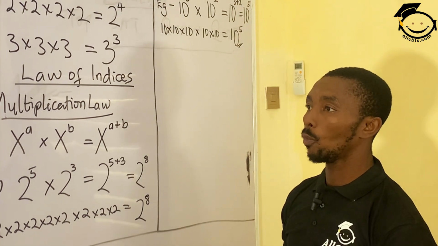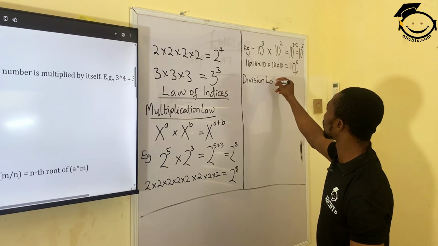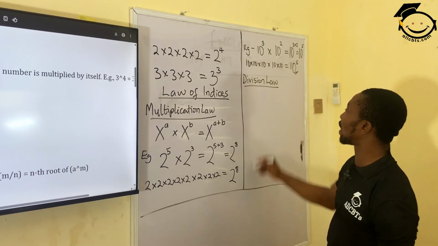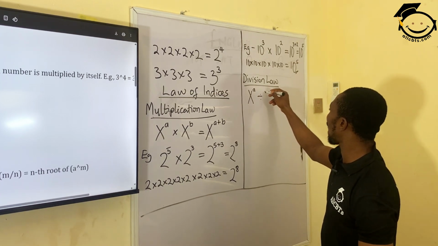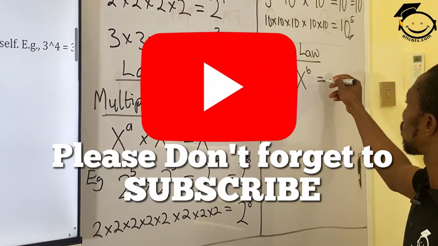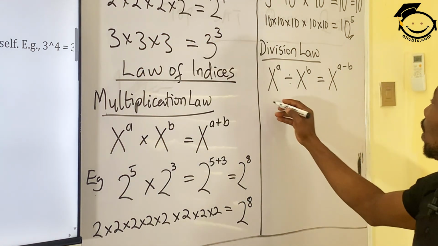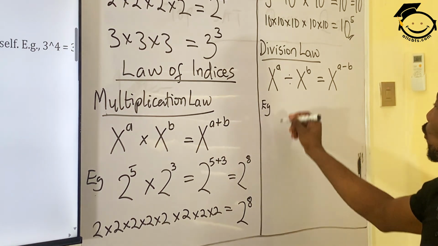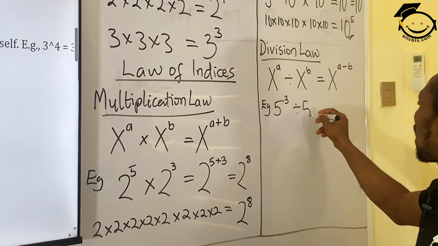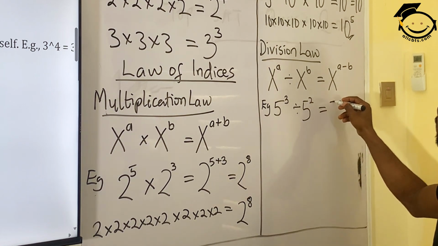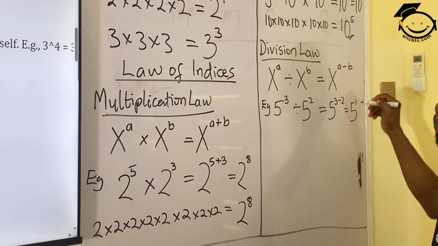Alright, the second law we are going to look at is our division law. The division law simply states that when we have x raised to the power a divided by x raised to the power b, this will simply be x raised to the power a minus b. Example, if we have 5 raised to the power 3 divided by 5 raised to the power 2, this is going to be 5 raised to the power 3 minus 2, which is 5 raised to the power 1.